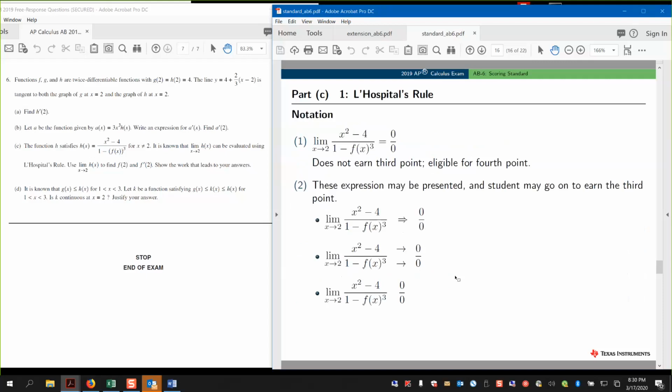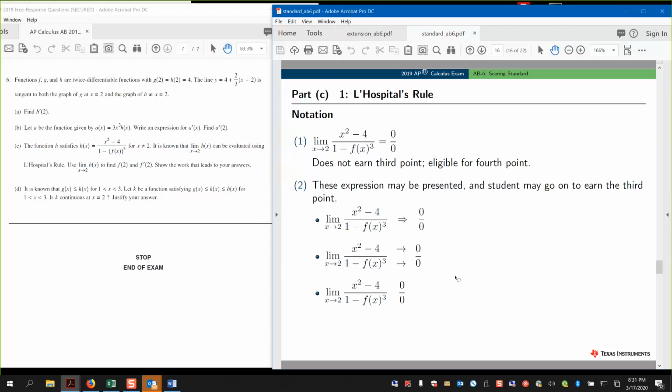Okay, part C. The third point in part C was for sufficiently demonstrating the use of L'Hopital's rule. And let's just take a step back here and talk a little bit about notation. For the 2019 exam, if a student writes the limit is equal to 0 over 0, they did not earn the third point. Listen carefully. In 2019, for that exam, for that year, regardless of what follows.